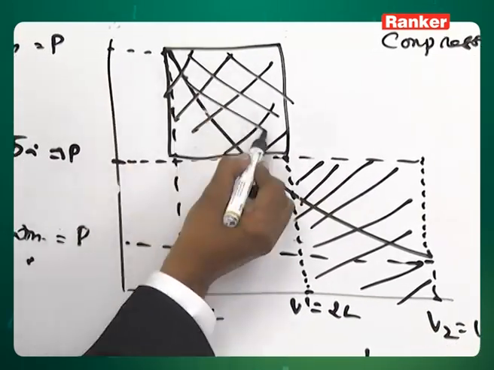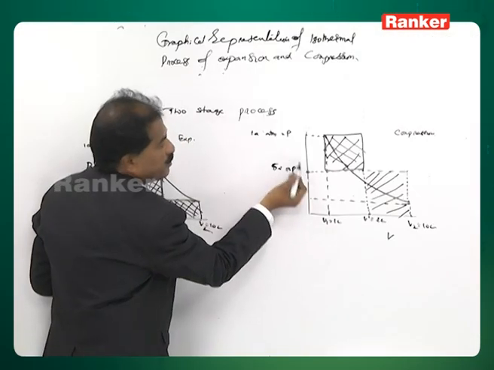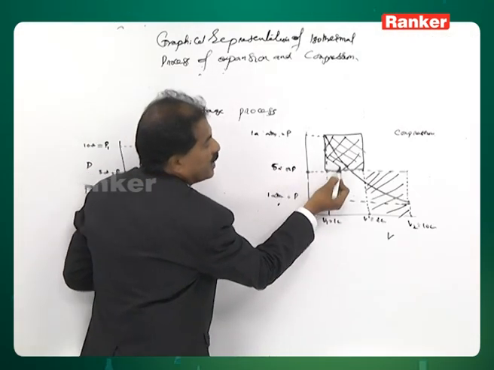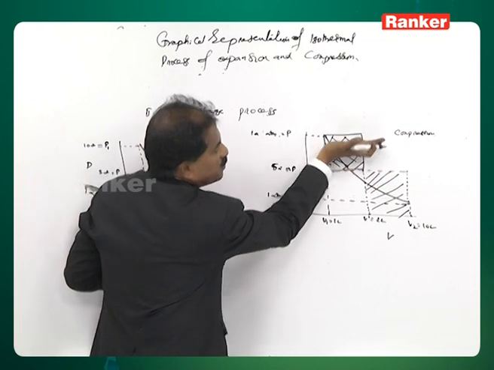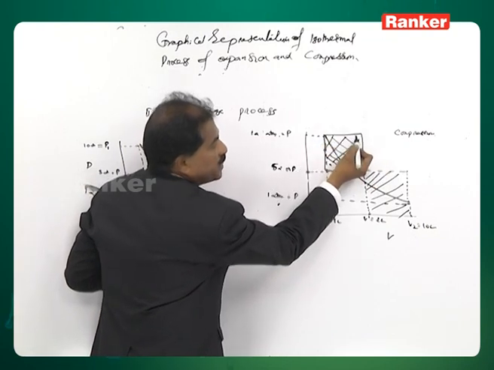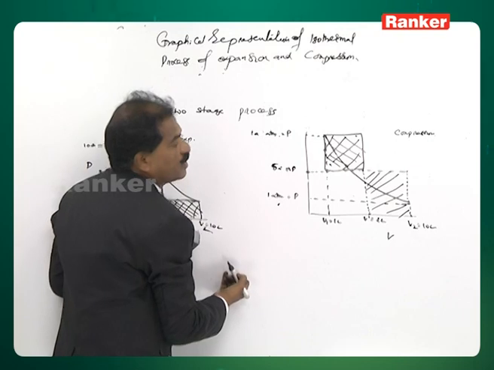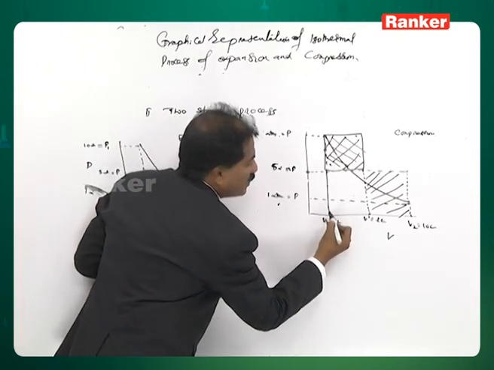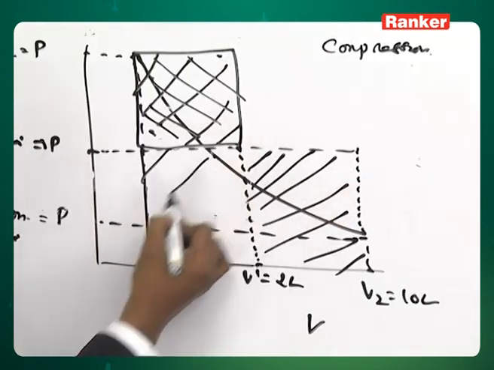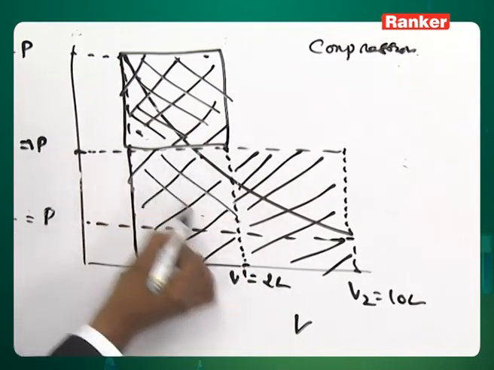So in the second stage, when the pressure is decreased from 5 atmospheres to 10 atmospheres, now the gas will undergo expansion from this position to this position. This is the total shaded area in the second stage. Therefore, the total work done by the surroundings during the compression is this one.